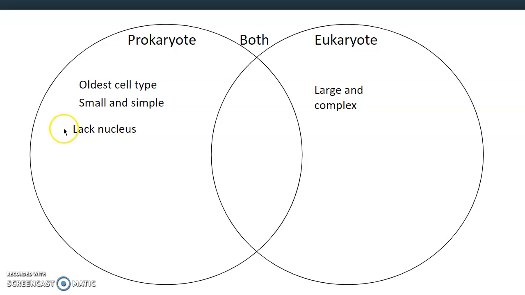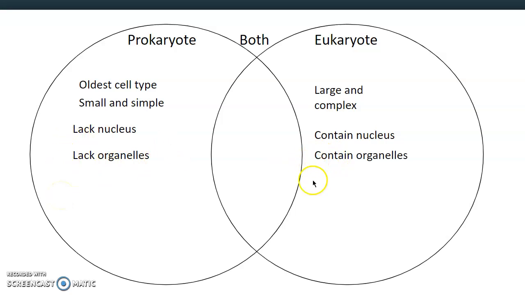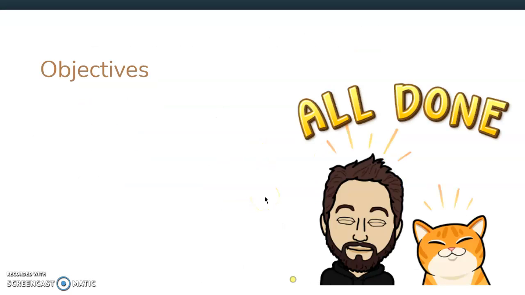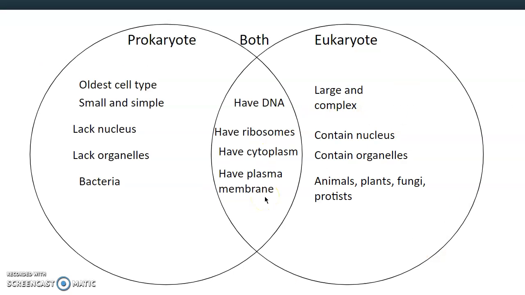Our prokaryotic lacks a nucleus, while our eukaryotic contains a nucleus. Our prokaryotic lacks organelles, while our eukaryotic contains organelles. Bacteria are a type of prokaryote, and animals, plants, fungi, and protists are eukaryotes. But they both have DNA, they both have cytoplasm, they both have ribosomes, and they both have a plasma membrane. So let's look back at our objectives.